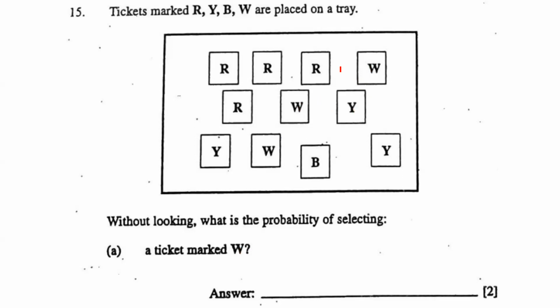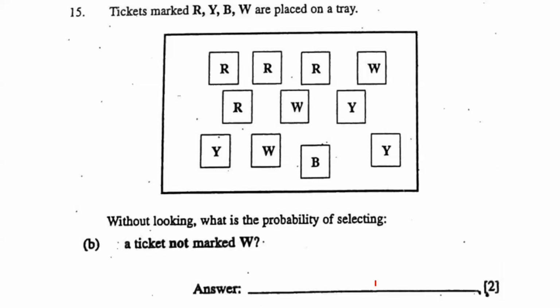But how many tickets do we have in total? All right, so let's count. 1, 2, 3, 4, 5, 6, 7, 8, 9, 10, 11. So we have 11 in total. So we have 3 that are marked W, and we have 11 in total. And so that means our probability of getting a ticket marked W is going to be 3 over 11.